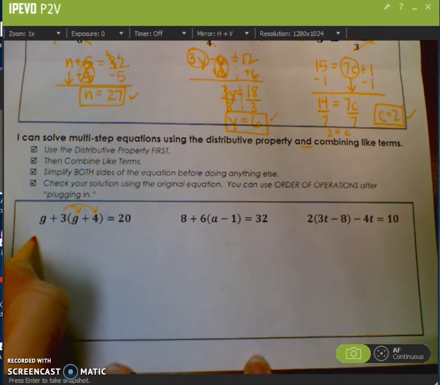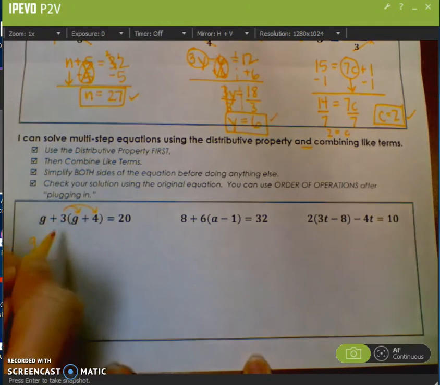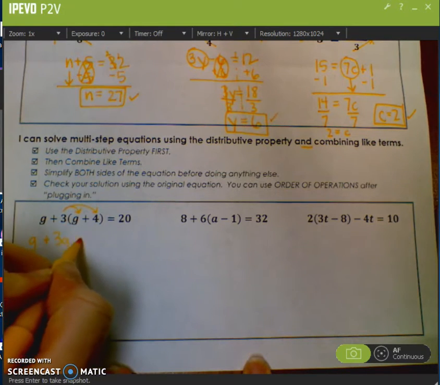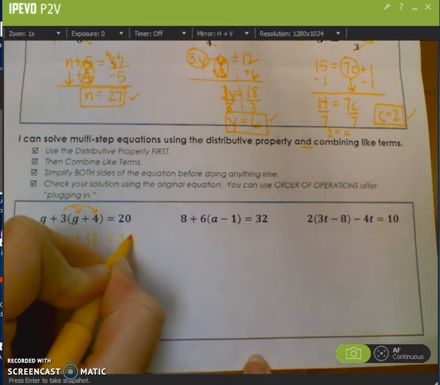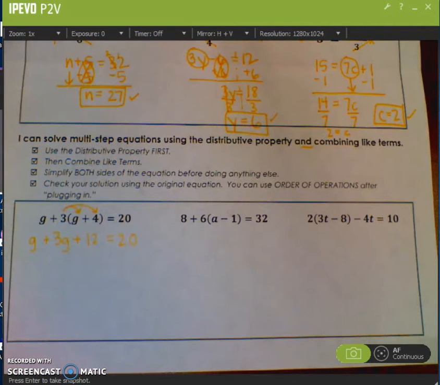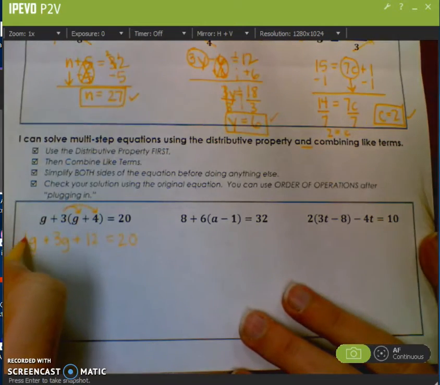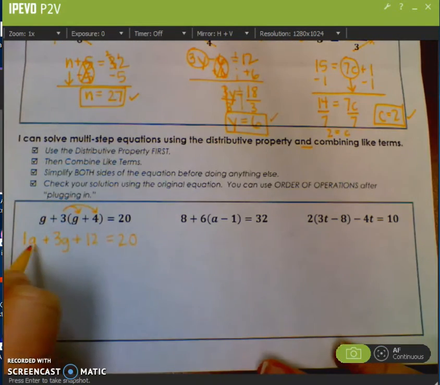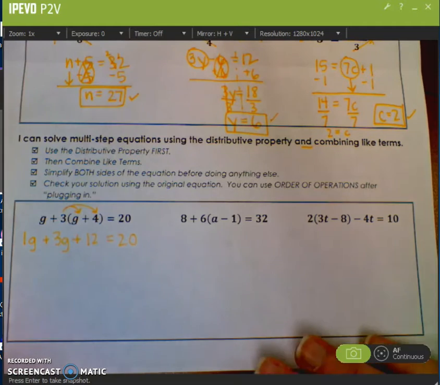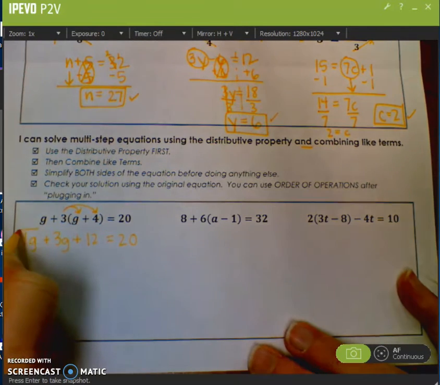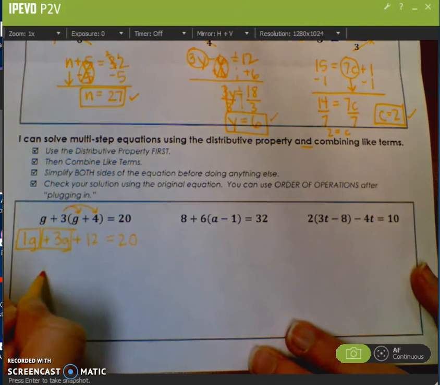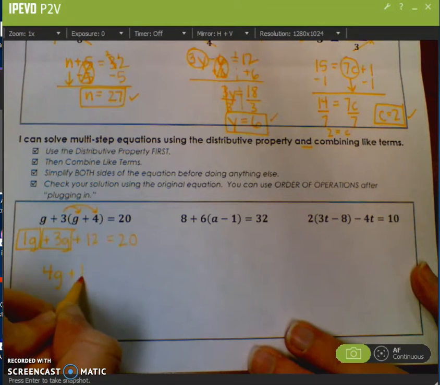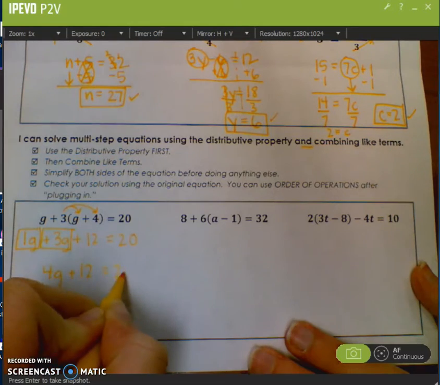I'm going to copy g plus. 3 times g is 3g. Bring down my plus sign. 3 times 4 is 12 equals 20. Now, we need to combine like terms. In front of my g, I can put a 1, because 1 times g is still g, it doesn't change the value. My like terms now are 1g plus 3g. And 1g plus 3g is 4g plus 12 equals 20.